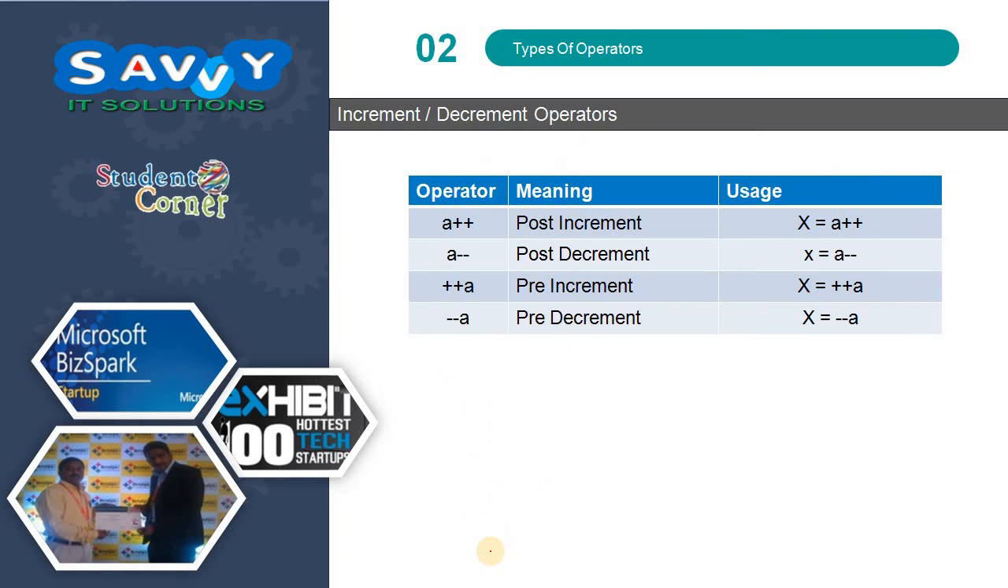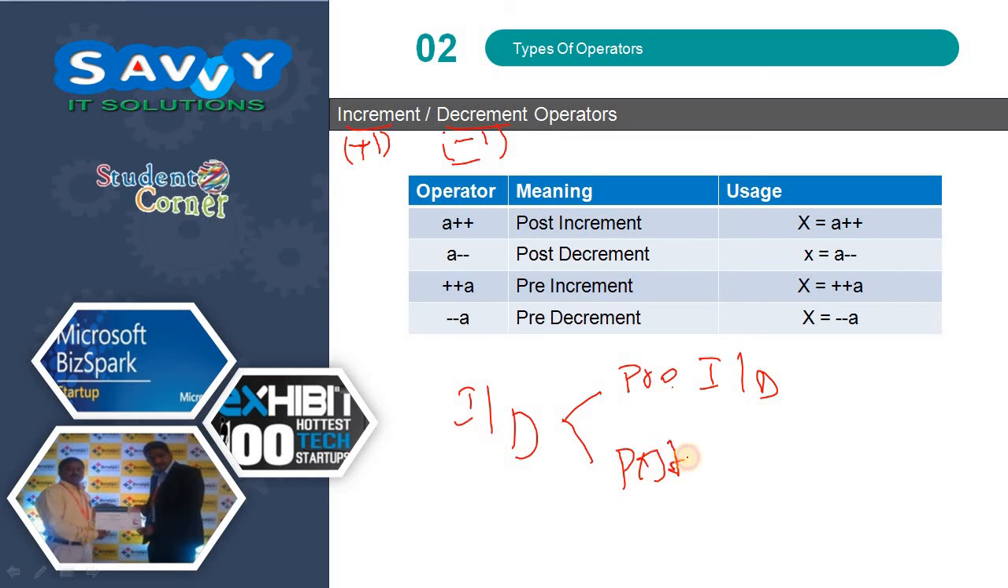Now lastly, the increment and decrement operators. Incrementation means adding one value. Decrementation means decreasing one value. Simply we can say add 1 and minus 1. Again, these increment and decrement operators are classified into pre-increment and decrement, and post-increment and decrement.